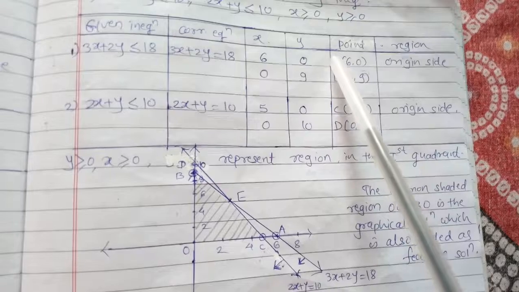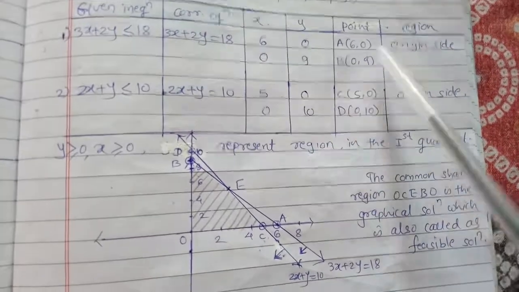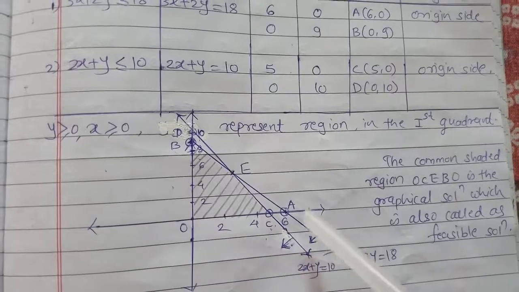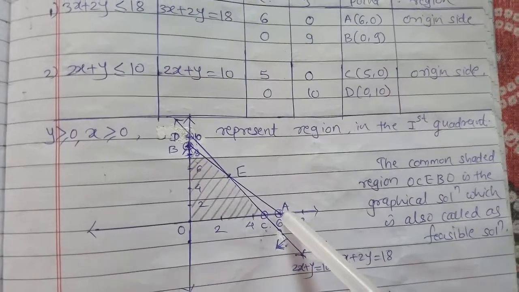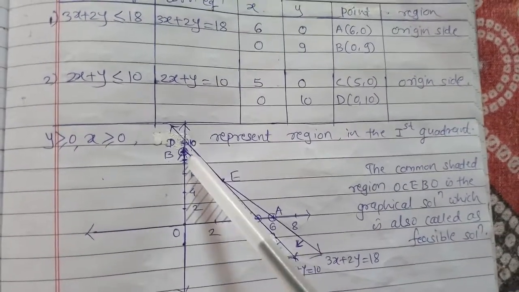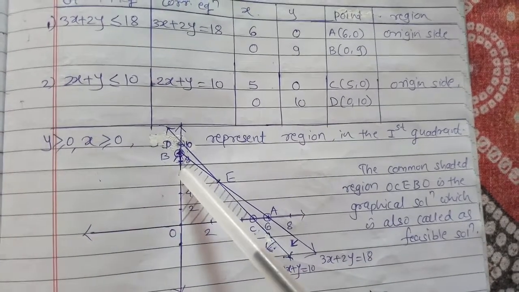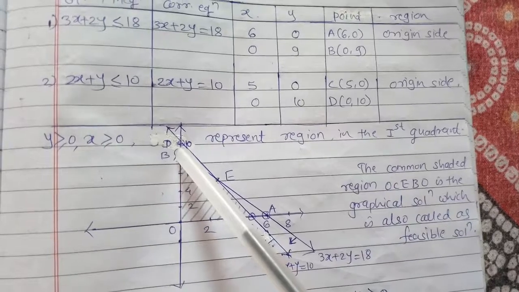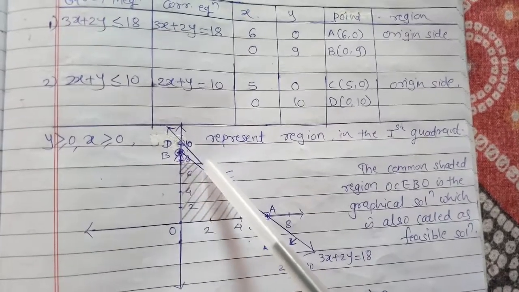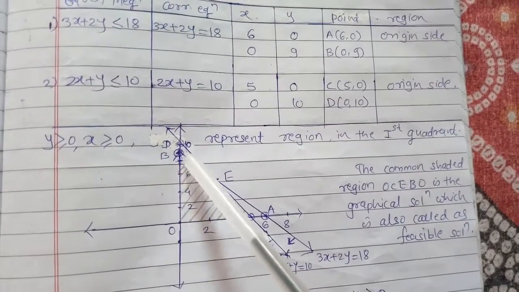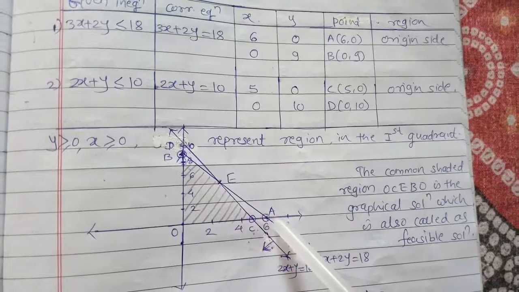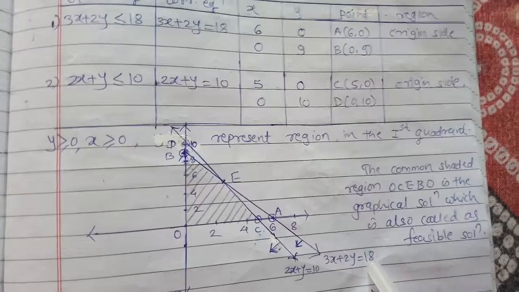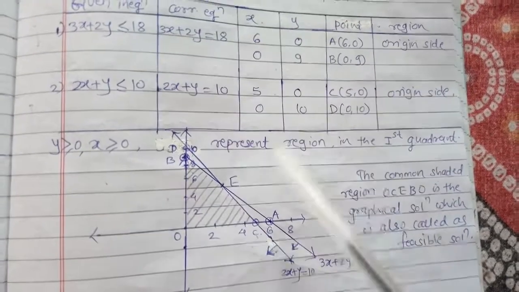Now we're going to plot these points, A and B. A is (6, 0). I'm taking the scale as 2, 4, 6 and 8. So point A is here, that is (6, 0), and B is (0, 9), so it is between 8 and 10, where 9 is. So here is B. We join A and B, and this is the graph of the equation 3x plus 2y equals 18.